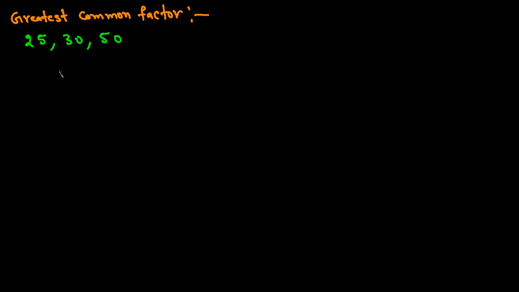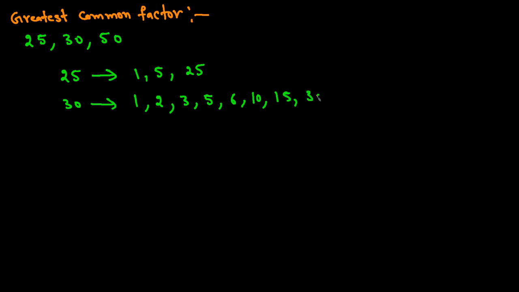Let's do it. We need to write the factors for 25 first of all, which is going to be 1, 5, 25. How about 30? What are the factors of 30? 1, 2 times 15 is 30, then comes 3 times 10, then comes 5, 6, 10, 15, and 30. Let's write the factors for 50. So we got 1, 2 times 25 is 50, 5 times 10 is 50. We got 25 times 2 is 50, and 50 times 1 is 50.